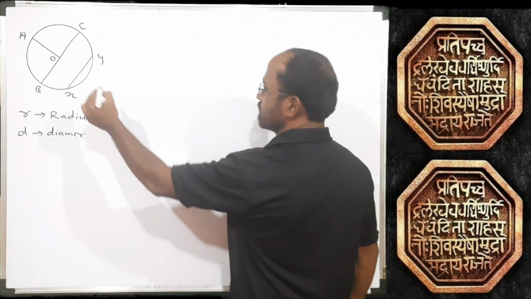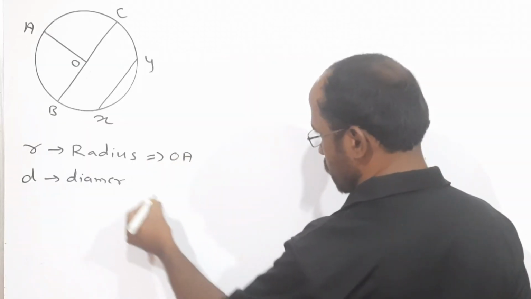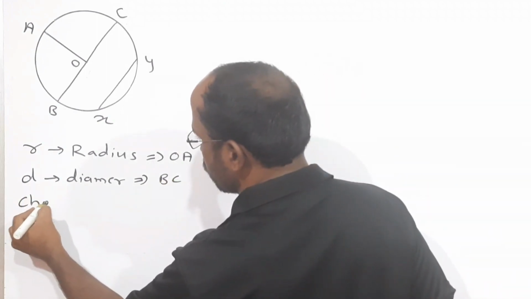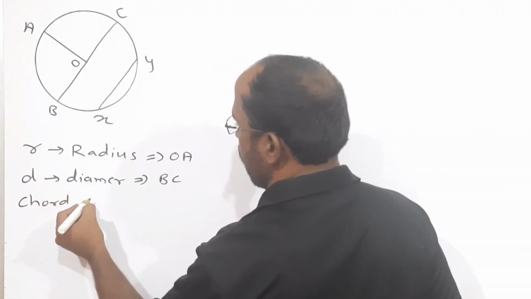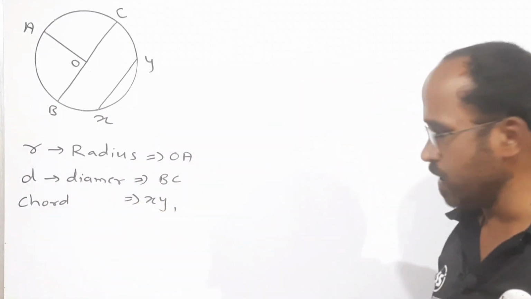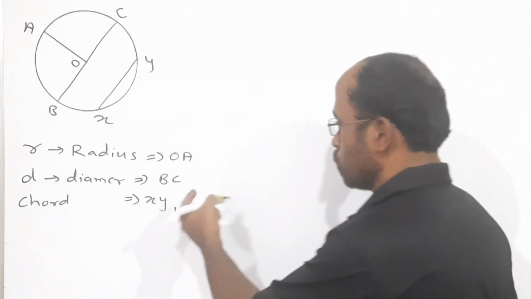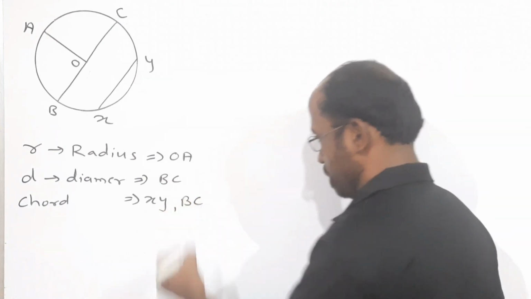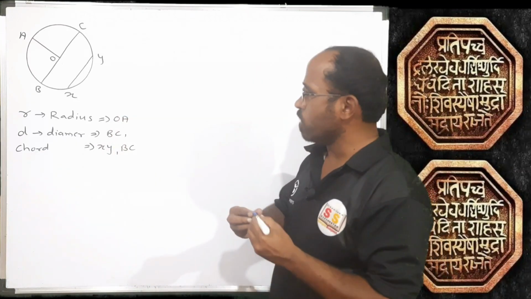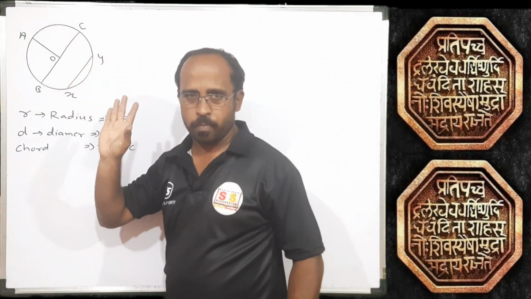Okay, so in this example, radius is OA, diameter is BC, chord is XY. Clear? And technically, diameter is also a chord which is passing through the center. So we can say BC is also a chord. Okay, as well as, what is meant by radius? A line segment joining center and one point on the circle.